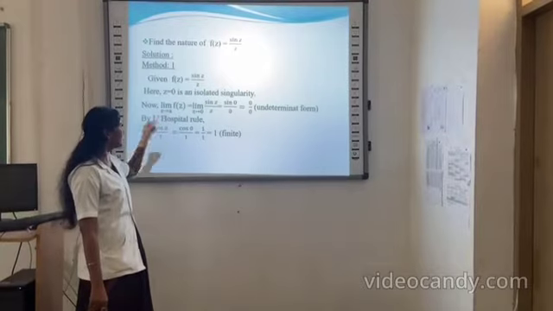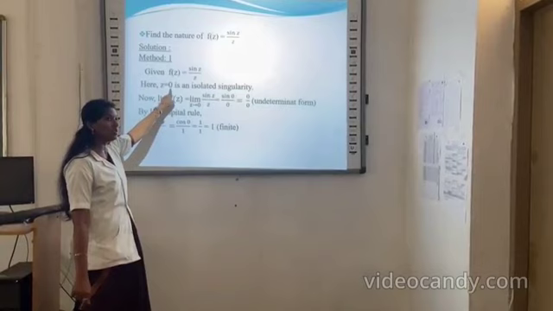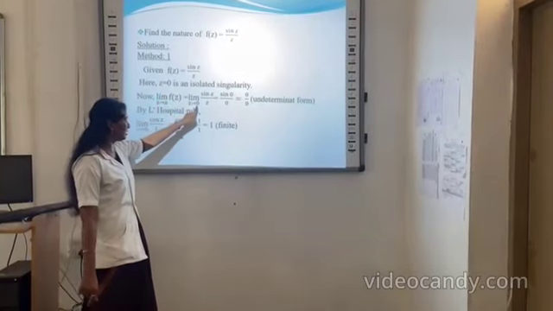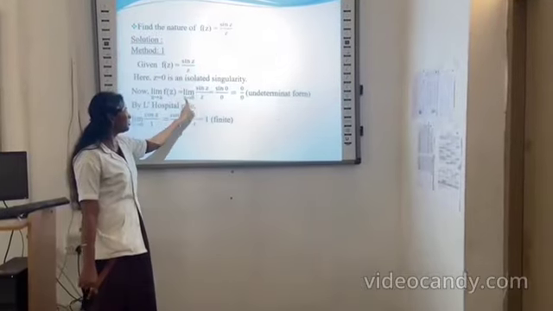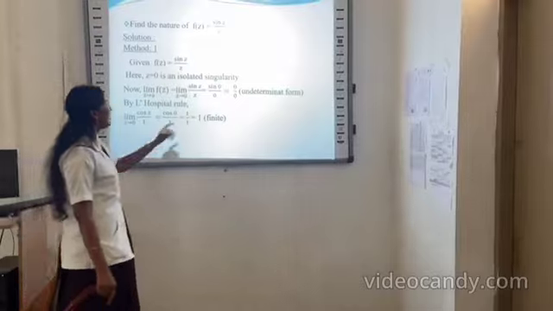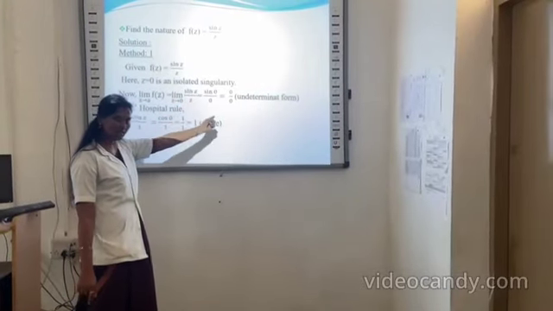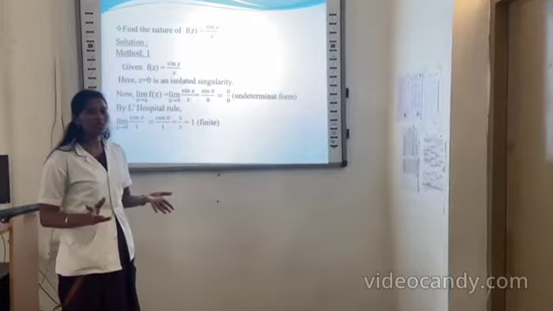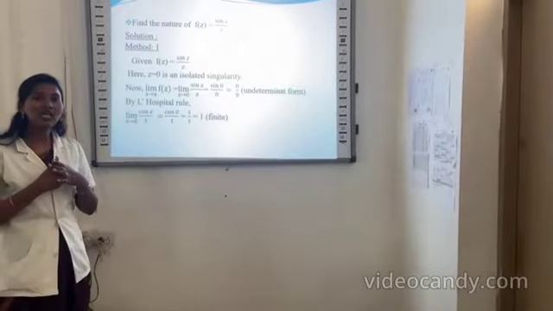Now substitute the limit value. Limit z tends to a of f of z, where a is your singularity value 0. So limit z tends to 0 of sin z divided by z. Substituting z equal to 0, you get sin 0 divided by 0. Sin 0 is 0, so it is 0 by 0, which is an undetermined form. In this case, we use L'Hospital's rule.